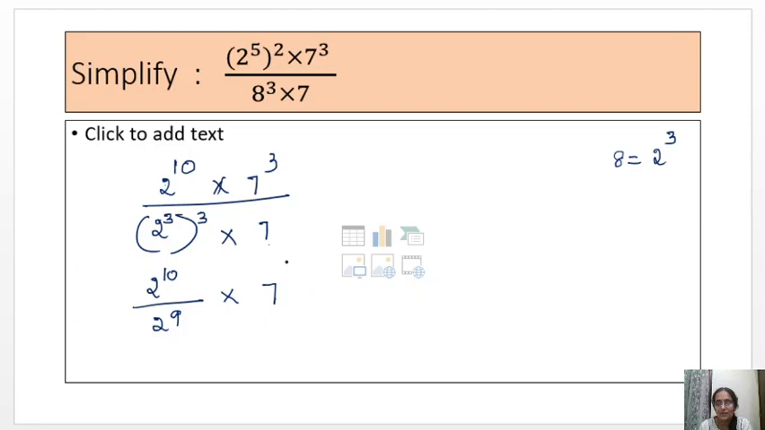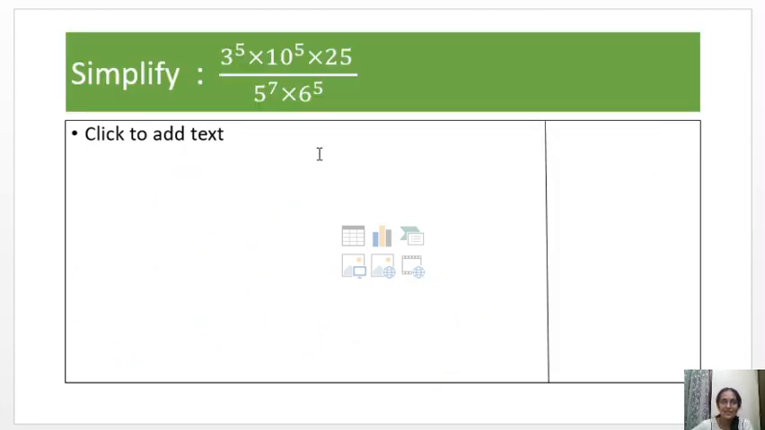How can we use the division law? You use a power m minus n, 3 minus 1. Here on the left side you can now use the laws of exponent. 2 to the power 10 minus 9 into 7 power 2. Write the answer in terms of exponents only. It is 2 to the power 1. Don't write 1, you need not write it, into 7 power 2. We will solve the next sum.